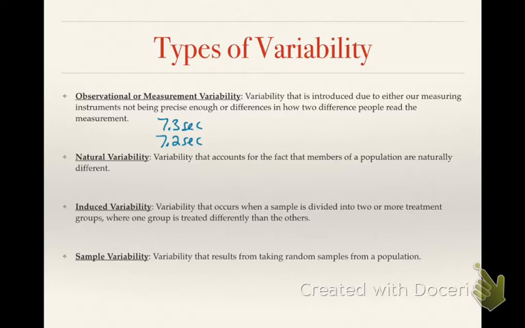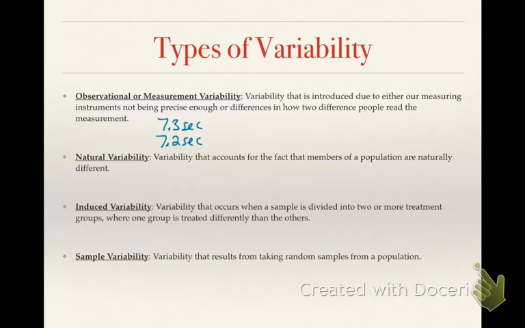Natural variability occurs whenever members of the population are different, due to the fact that everyone's different. So for instance, if you are doing some kind of a study to see the effect of a certain medical pill, a weight loss pill, some people lose weight faster than others. It's just due to their own natural bodies. Everyone has a different natural being. So that kind of variability could occur.